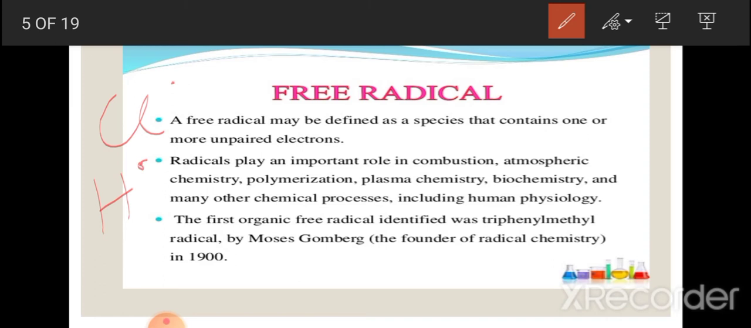If a group of atoms is there, CH3 dot, this is methyl free radical. And if I write CH3 CH2 dot, this is ethyl free radical.